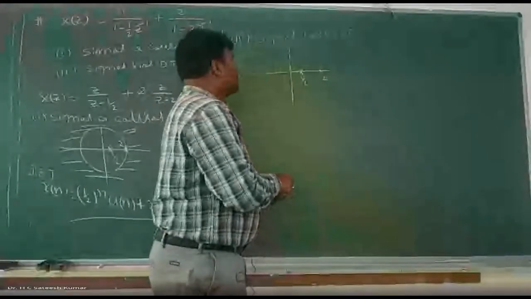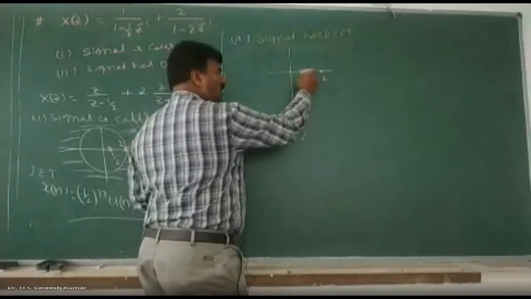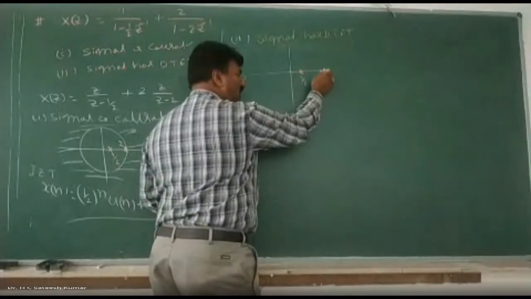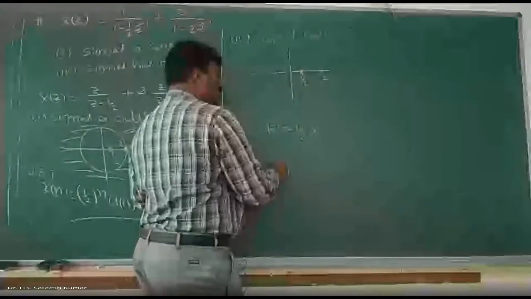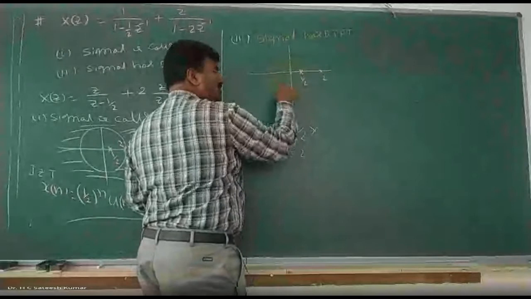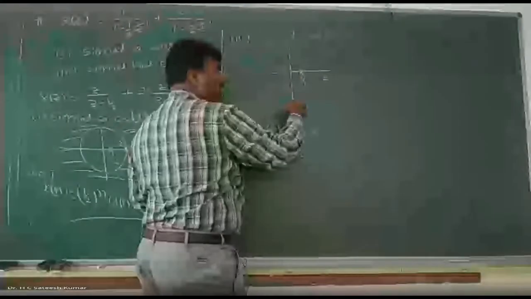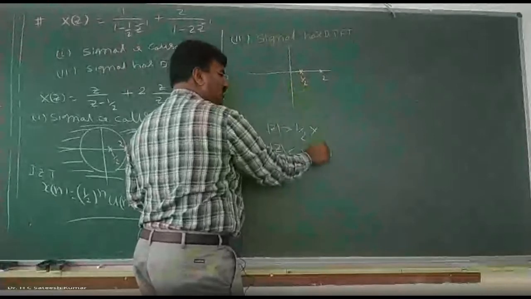Okay, right. So if you take mod z greater than half, what will happen? Greater than half means while going away from half, it includes the 2. Therefore, this doesn't exist. Mod z less than 2 means towards the origin from the innermost pole. So towards the origin, it includes the pole half. That also doesn't exist.